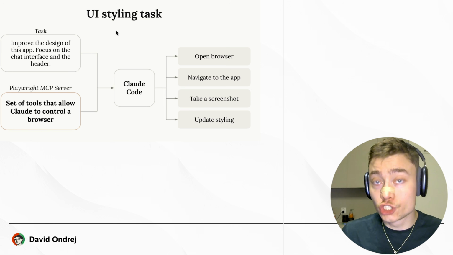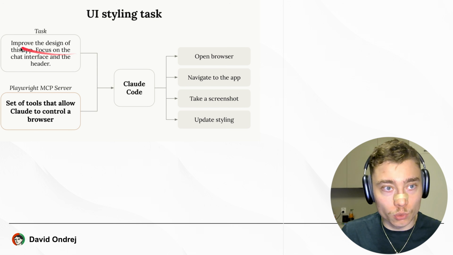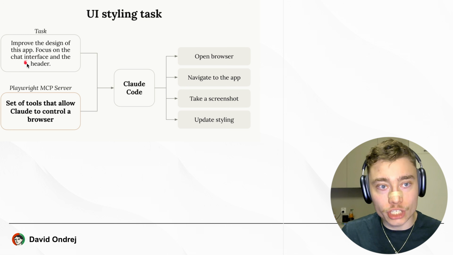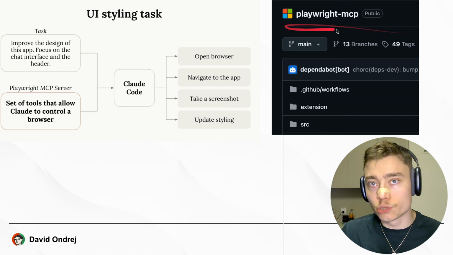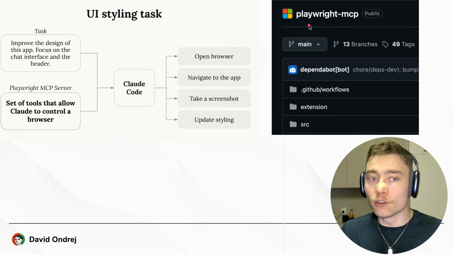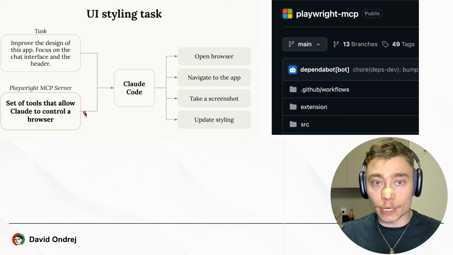The third example of just how powerful Claude Code is is this UI styling task. So here is what the original prompt was. Improve the design of this app, focus on the chat interface and the header. And then it was given this Playwright MCP server. So if you're not sure what Playwright is, it's an end-to-end testing framework developed by Microsoft, and it was given an MCP tool that allows Claude to control the browser, take screenshots and do different actions like a front-end developer could.